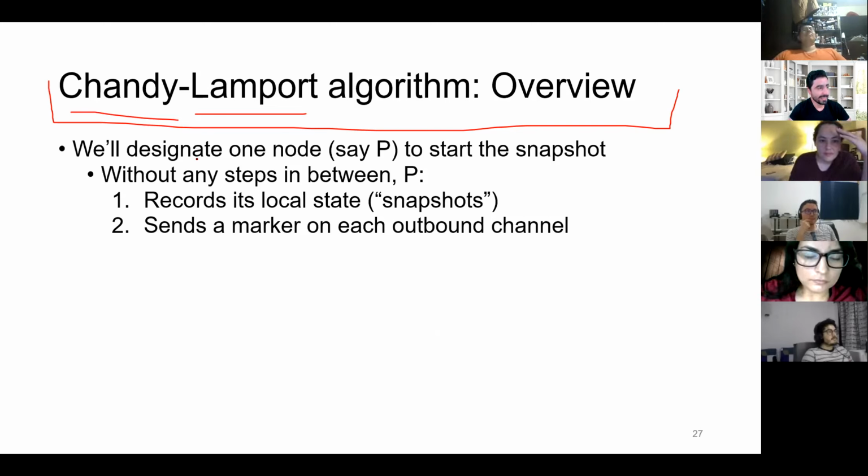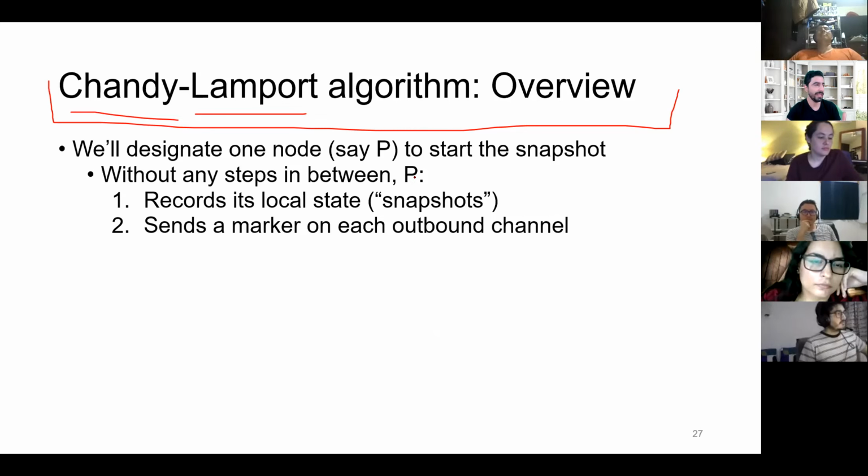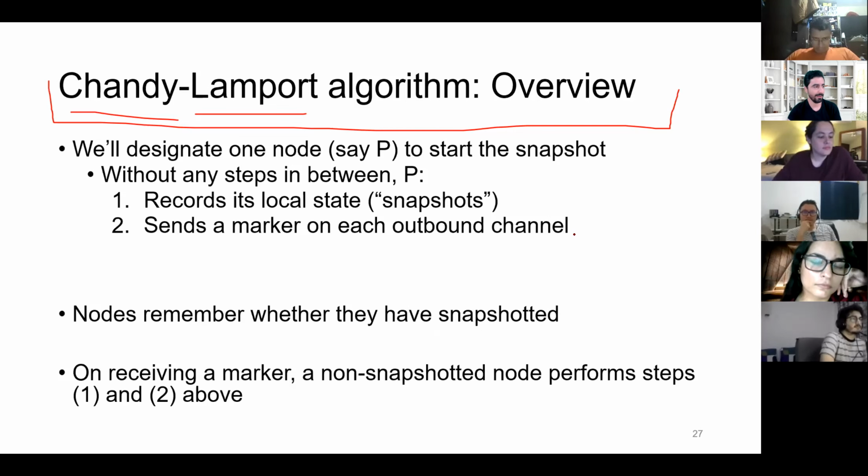So we'll designate one node, let's say in this example that we are using, node P or process P, to start the snapshot. Without any steps in between, process P records its local state, it takes a snapshot, and then it sends a marker on each outbound channel. So nodes remember whether they have snapshotted. If the process P takes the snapshot, it remembers the snapshot.